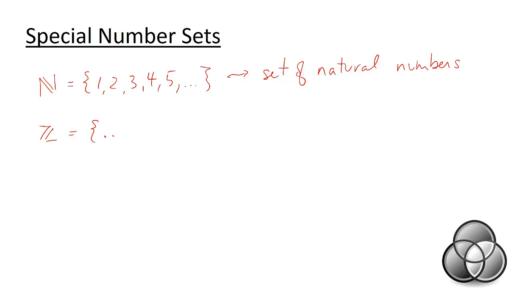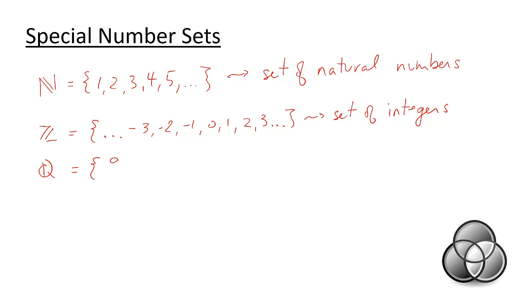Next up is the set of integers, which include all of the whole numbers, as well as their negative counterparts. Here we typically use a fancy Z to denote this set, and the Z stands for the German word Zahlen, which translates roughly to numbers. After the integers, we have the set of rational numbers. Here we use a fancy Q to denote this set, which comes from the Italian word for quotient.